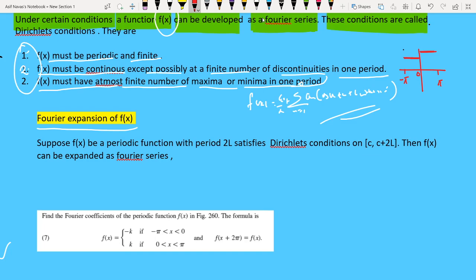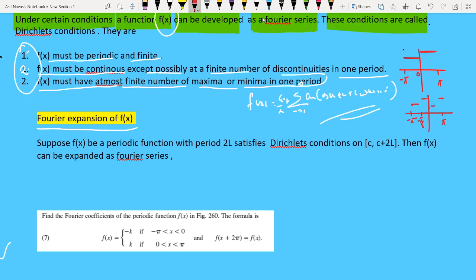Or if I define like this, minus pi to pi by 2, minus pi by 2, like this.